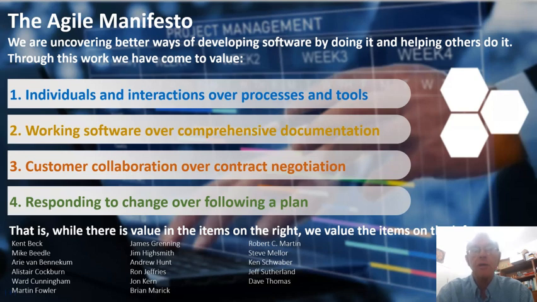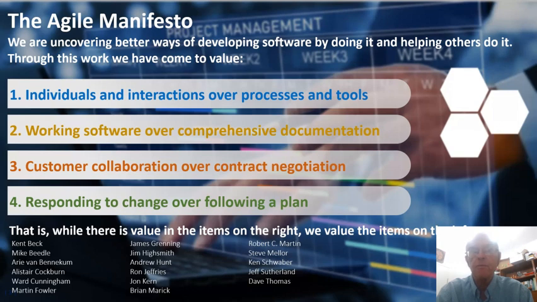The 4 values are: 1. Individuals and interactions over processes and tools. The Agile Manifesto emphasizes the importance of effective communication, collaboration, and teamwork among team members. It suggests that the focus should be on the people and their interactions rather than on relying on rigid processes and tools.